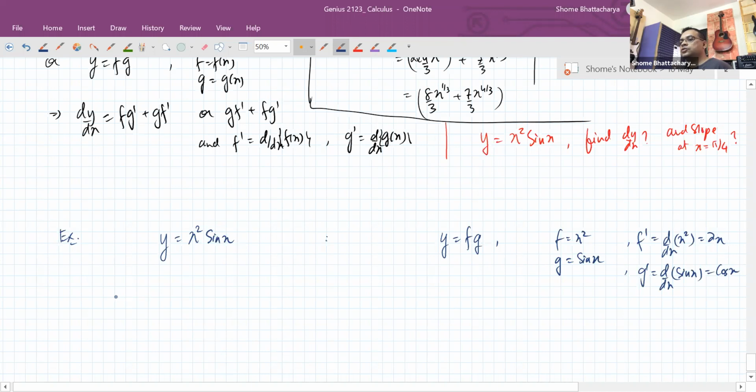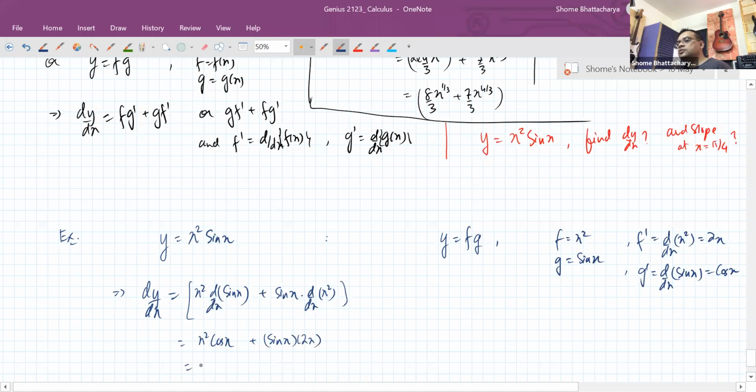cos x. So the differentiation of y with respect to x, if I'm writing it properly, I should write it like this: first function into derivative of second function plus second function into derivative of first function. And I can reverse this order also, it doesn't really matter. So next step, it is x square into cos x plus sin x into 2x. So x square cos x plus 2x sin x.